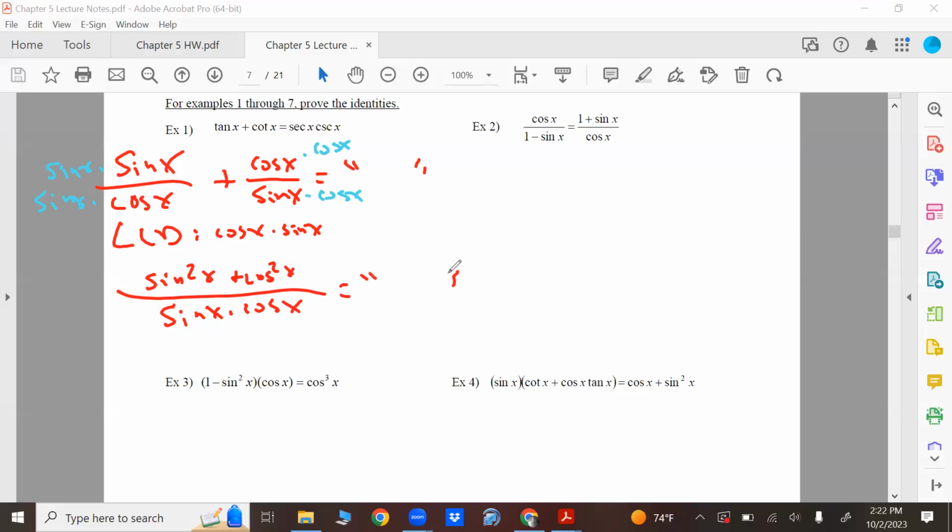So by making the denominators the same, we combine the two fractions, right? Now, what does that equal? It's going to become 1. There you go, using the Pythagorean trig identity. So it's 1 over sine x times cos x.